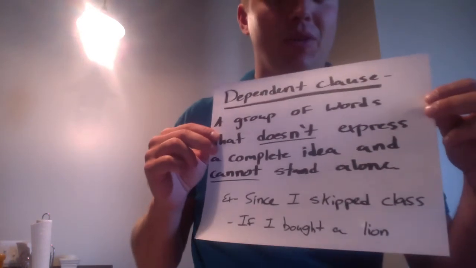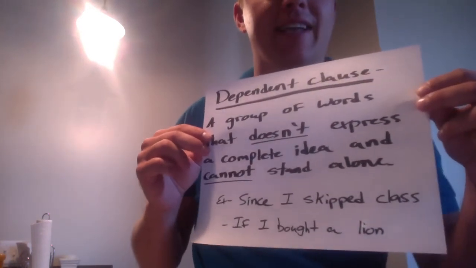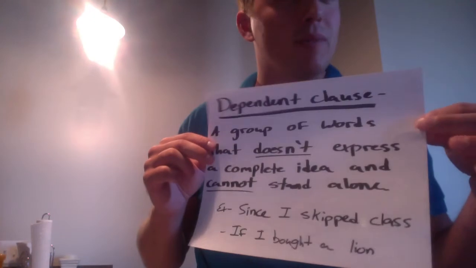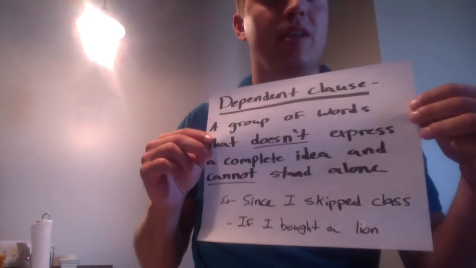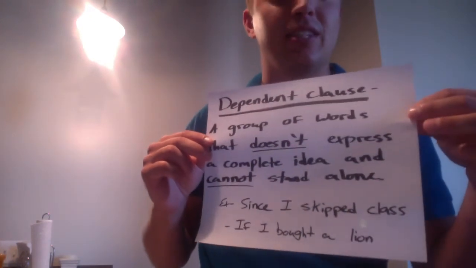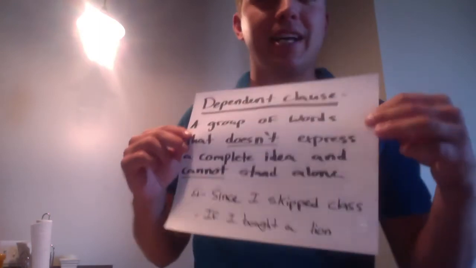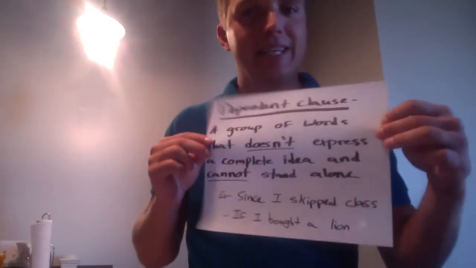If I ran up to you in the hallway and said, since I skipped class, you wouldn't know what I'm talking about. There needs to be more information. If I bought a lion, it would eat me. You need to know something else. It's not a complete idea. So that's a dependent clause.